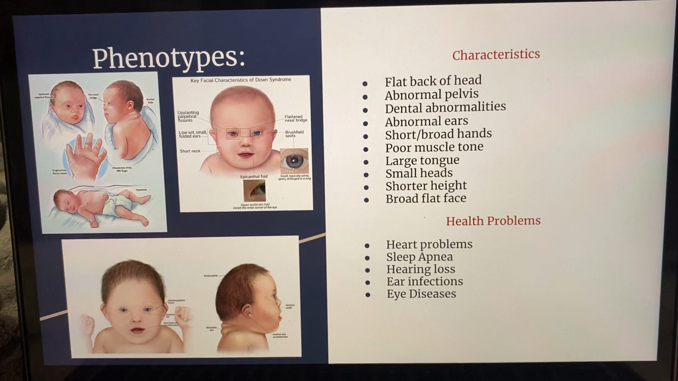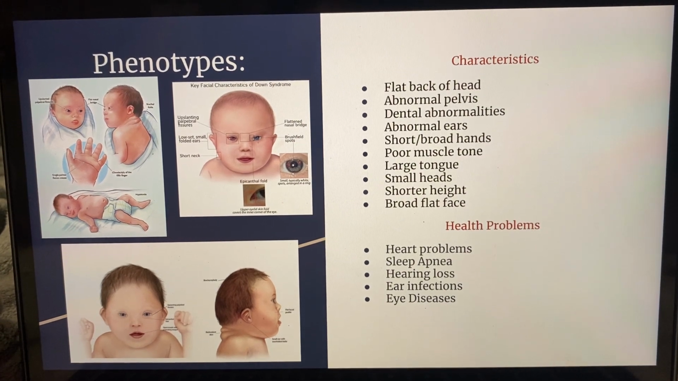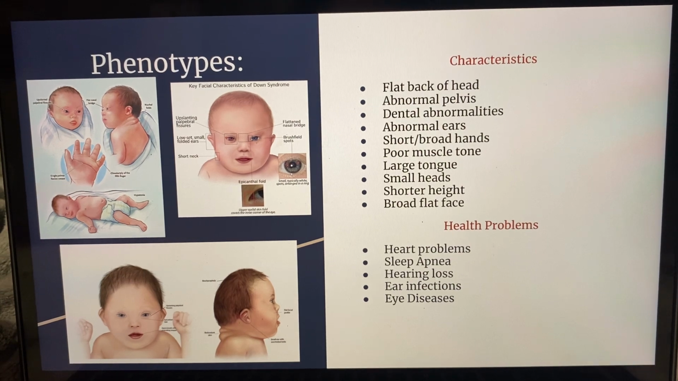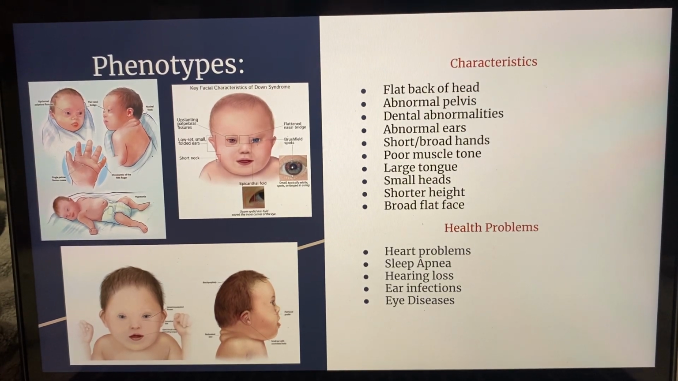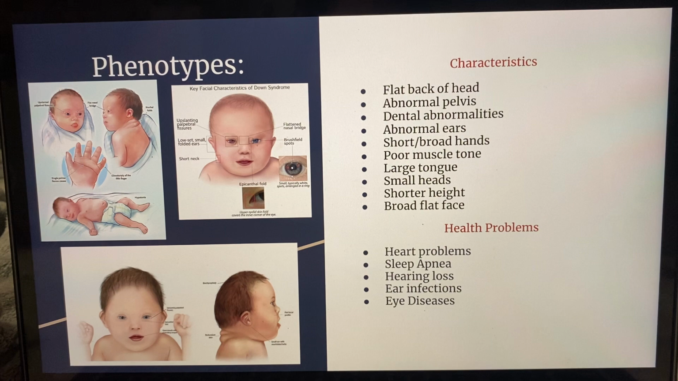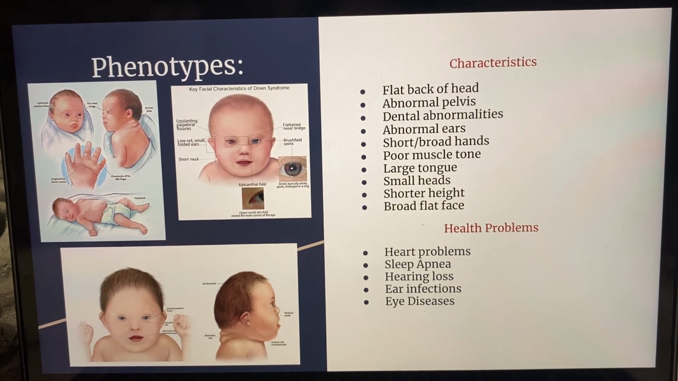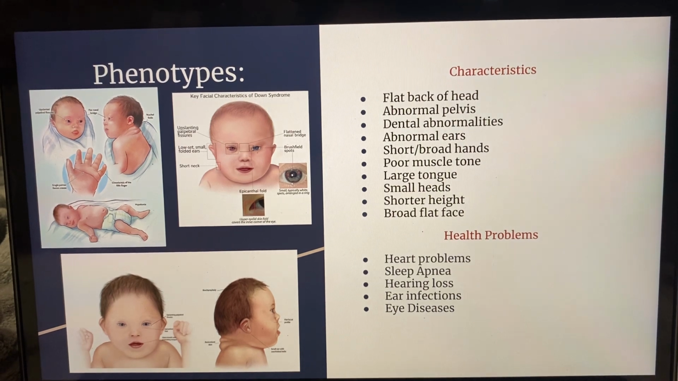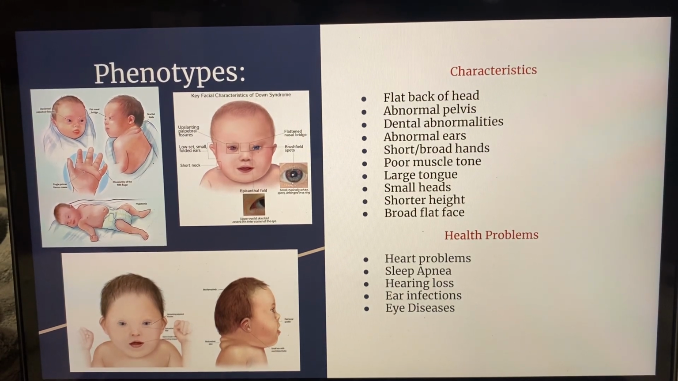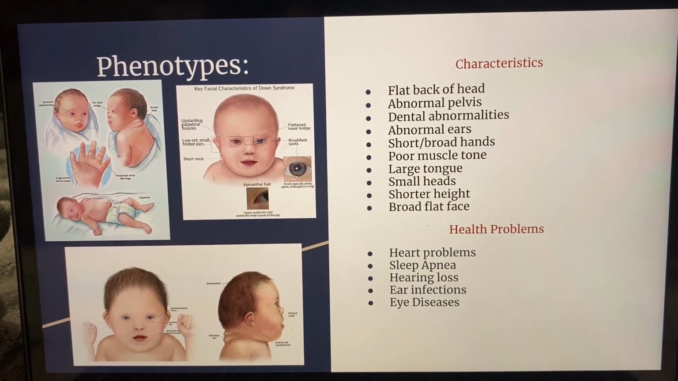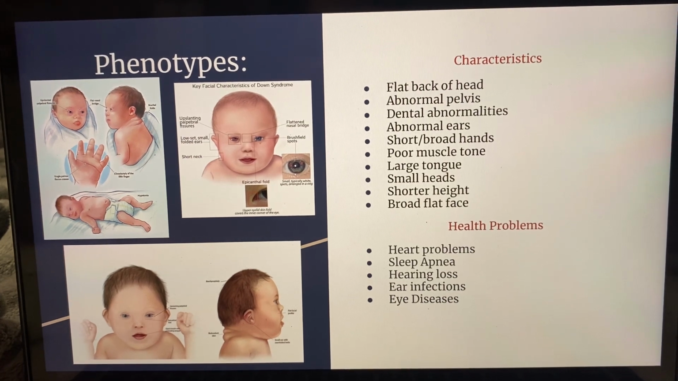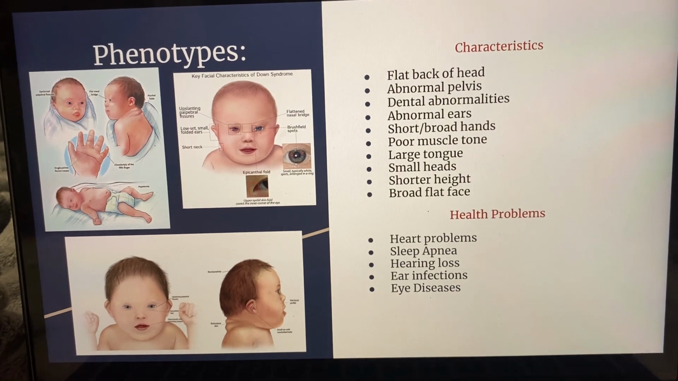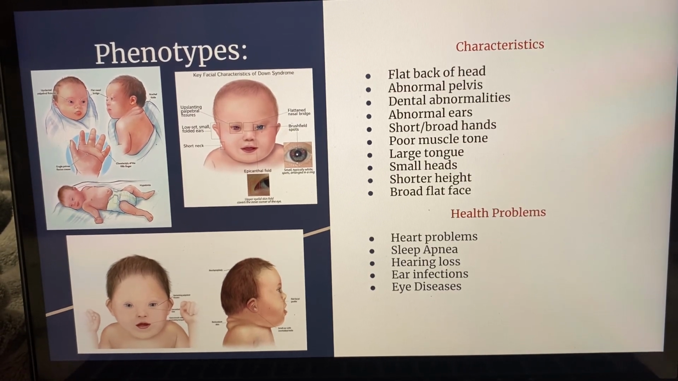Some phenotypes, I put some pictures up of what individuals with Down syndrome usually look like, but some characteristics are small heads, large tongues, abnormal ears. They usually tend to have flat heads. And then health problems that could arise are heart problems, and that's usually seen at birth. Sleep apnea, usually individuals with Down syndrome end up using CPAPs. And then other chronic infections that they end up having are ear infections and then eye diseases, and they end up needing some special support for those things.